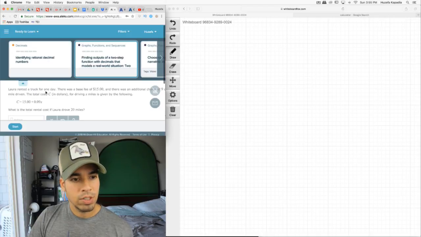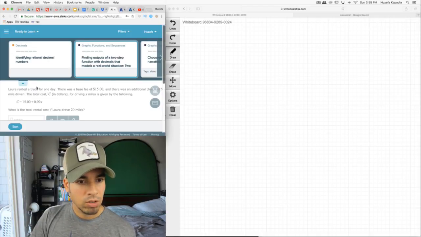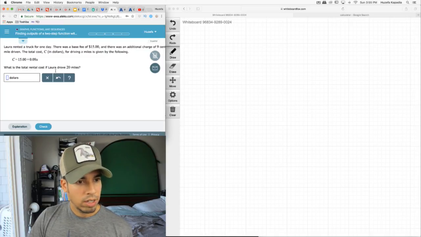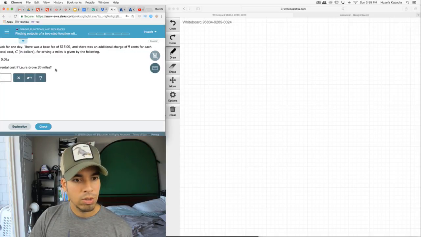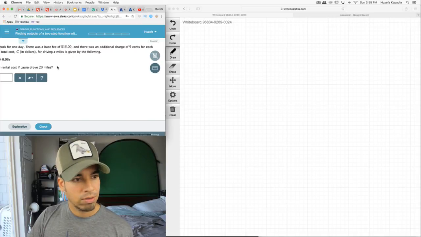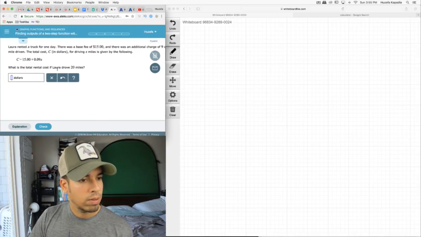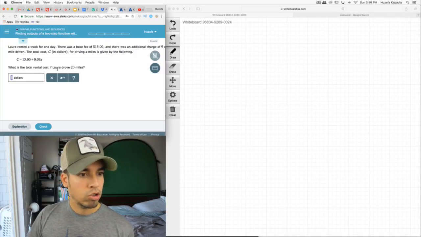Okay, next, finding outputs of a two-step function with decimals that models a real-world situation. Laura rented a truck for one day. There was a base fee of $15 and an additional charge of 9 cents for each mile driven. The total cost in dollars is given by the following. What is the total rent if Laura drove 20 miles?